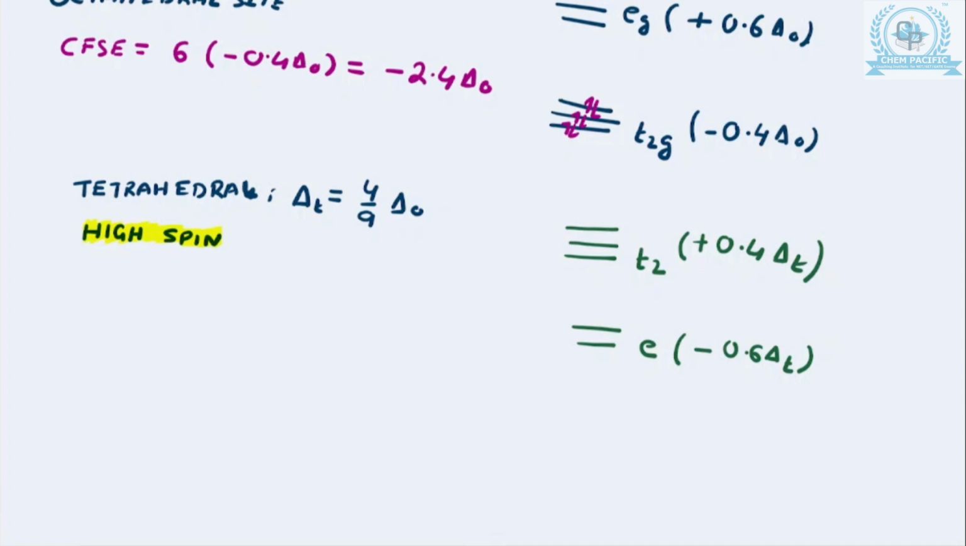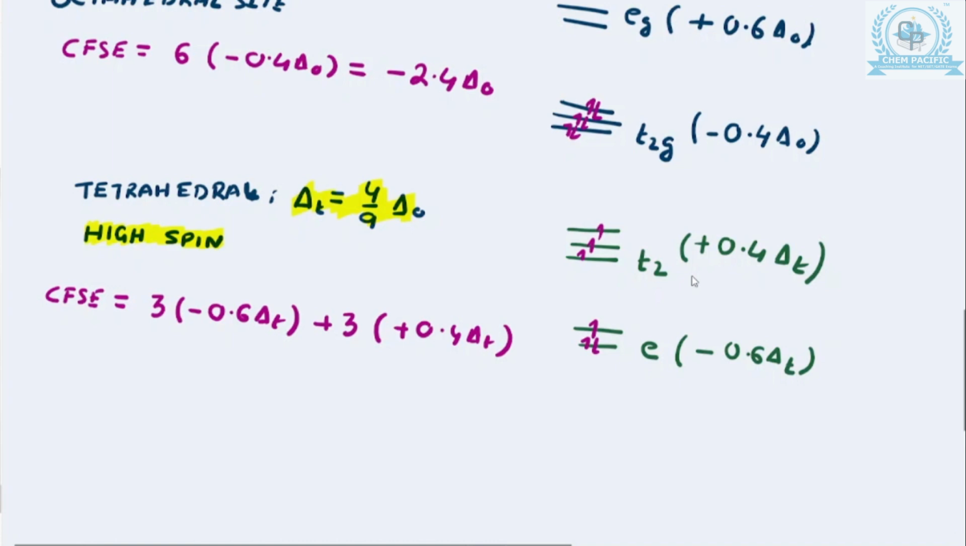ठीक है, सो टेट्राहेड्रल साइट जो है अभी इसका हम कर लेते हैं. ये d6 है. ऑब्वियसली मैंने ऑलरेडी आपको एक्सप्लेन किया है, अगर वो d6 है तो 1, 2 ये हाई स्पिन ही होगा, 3, 4, 5, 6. So now let us calculate the CFSE. So this is equal to, it is containing 3 electrons in the e level with energy minus 0.6 delta T. ठीक है, and it is containing 3 electrons with the energy level of plus 0.4 delta T.